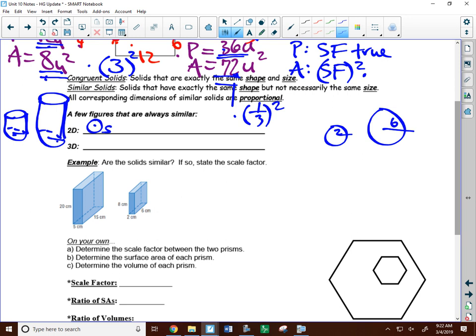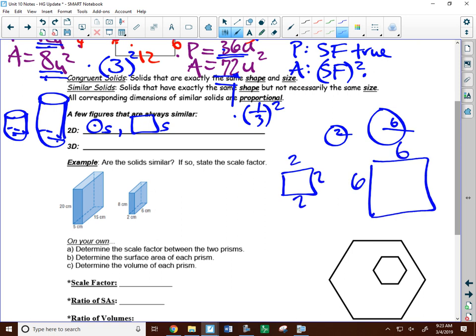All circles are similar. And what's another 2D shape that, if you take any two of them, they're always similar? Squares. I don't know the symbol for square, but I'll just draw squares like that. All right angles. And again, if this is 2, they're all 2, and these are all 6. That's just times 3.